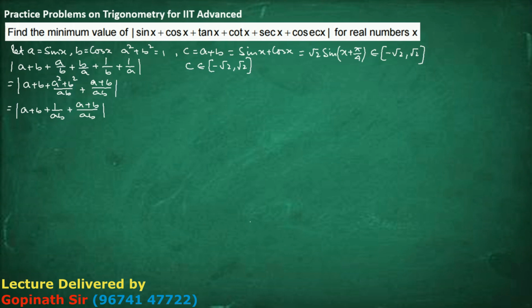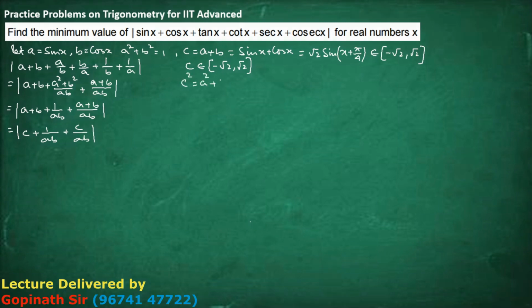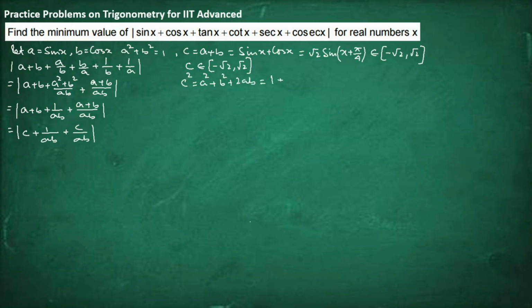Now, the given expression becomes, after replacing A plus B by C, C plus C by AB. Now, C is A plus B. Therefore, C square gives you A square plus B square plus 2AB, that gives you 1 plus 2AB, right? A square plus B square is 1, I have replaced it. So from here we can say that AB is nothing but (C square minus 1) by 2.